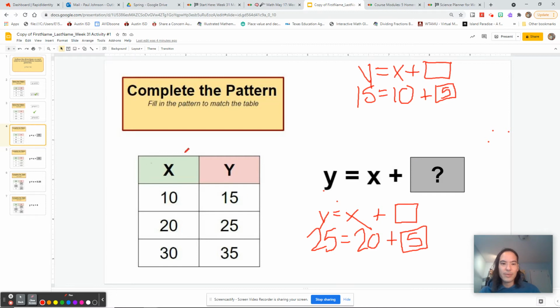So x, whatever the x value is, plus 5 equals 15, plus 5 equals 25, plus 5 equals 35. So in 5th grade, our rule is y equals x plus what number? Type in the answer. All right, so y equals x plus that number: whatever our x value is plus that number equals our y value. So, your turn. All right, let's take a look at the next one.